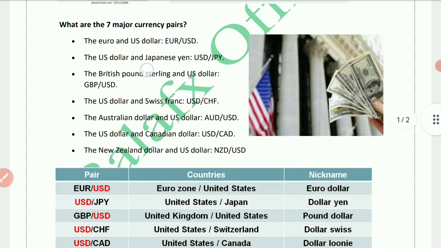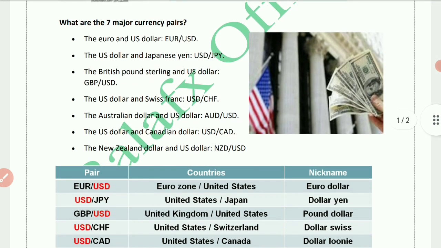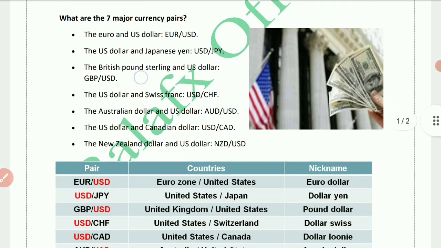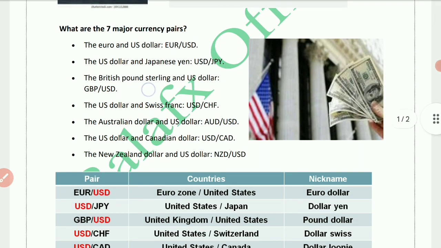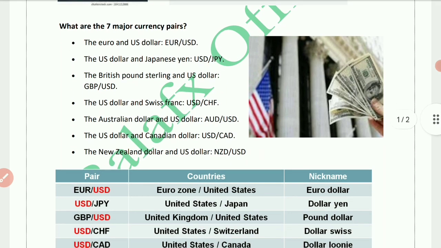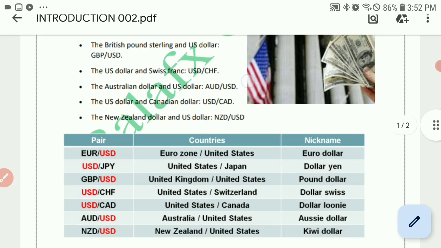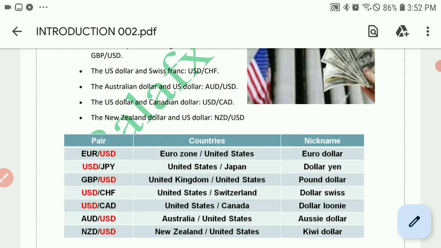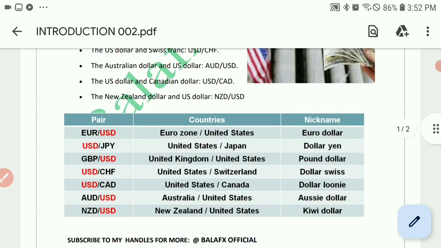United States dollar and Japanese yen, this is USD JPY. British pound sterling and USD, that is GBP USD, and Swiss franc, this is USD CHF. The Australian dollar and USD, that is AUD USD, and the US dollar and Canadian dollar, that is USD CAD. We call them by those short names. We have the New Zealand dollar and US dollar, that is NZD USD.